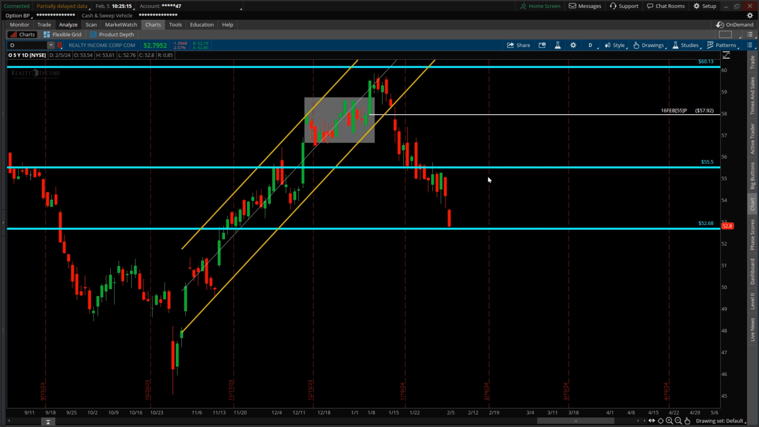Considering that price has fallen way below this support level of $55.55 and is now approaching the $52.68 support level, I'm going to go ahead and place an order to close out this trade, even though there's about 11, 12 days remaining in the life of this trade.